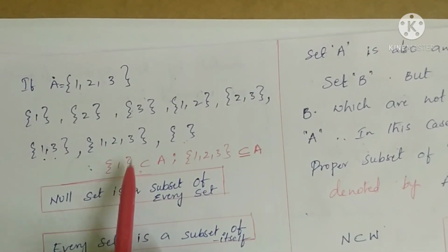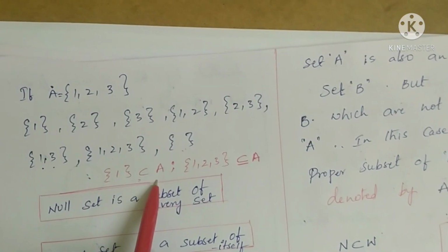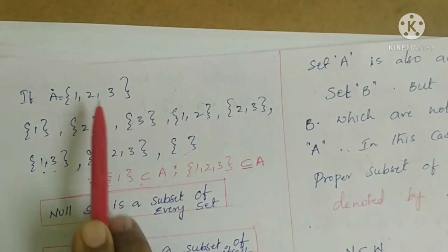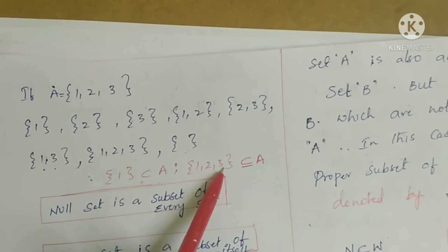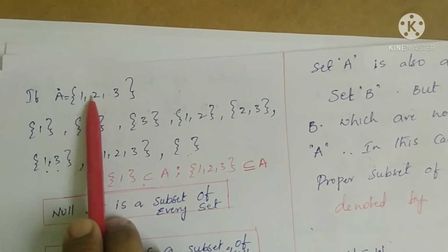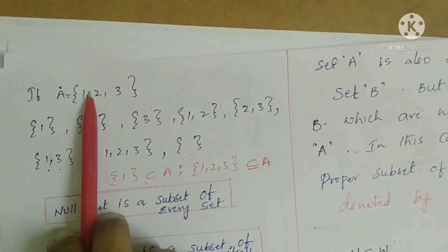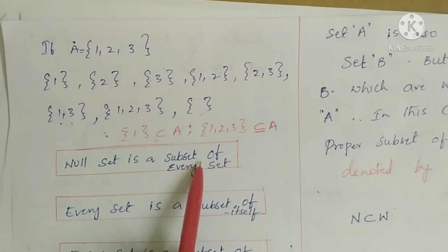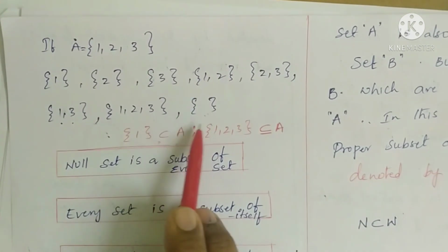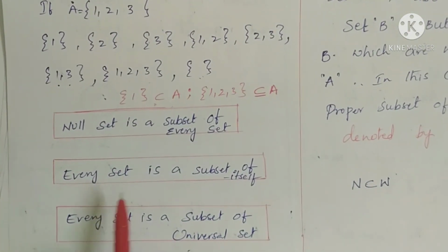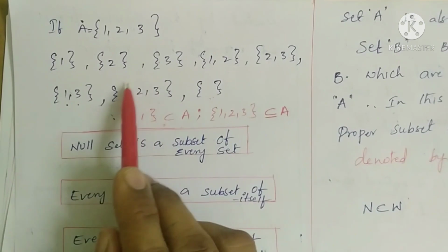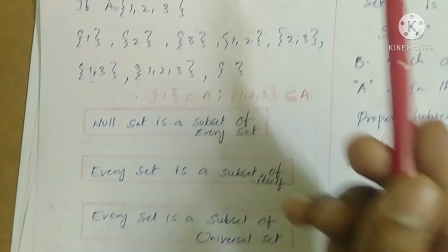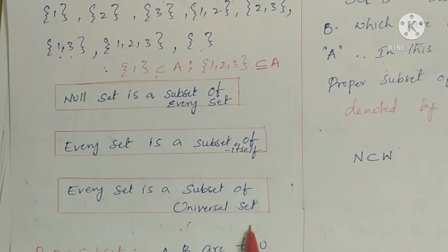Here the set {1} is a proper subset of A. {1, 2, 3} is a subset of A, but {1} is a proper subset, right? {1, 2, 3} is the subset. So the null set is a subset of every set. Every set is a subset of itself. And every set is a subset of the universal set.